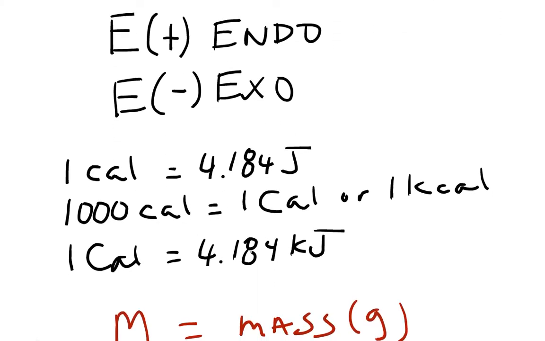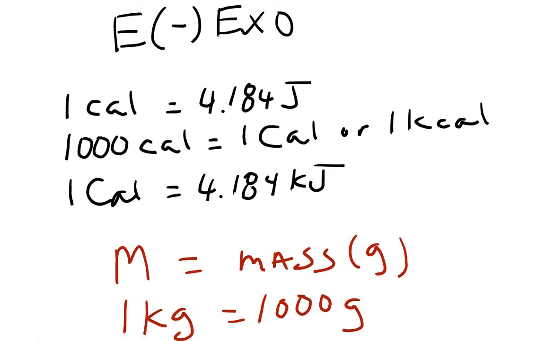Here are some conversion factors. 1 little cal equals 4.184 joules. 1,000 calories equals 1 big calorie or food calorie, or what we call 1 kcalorie. And 1 food calorie also equals 4.184 kilojoules.